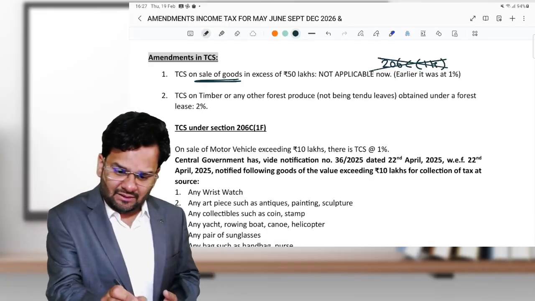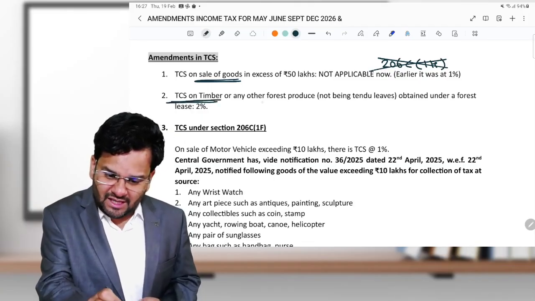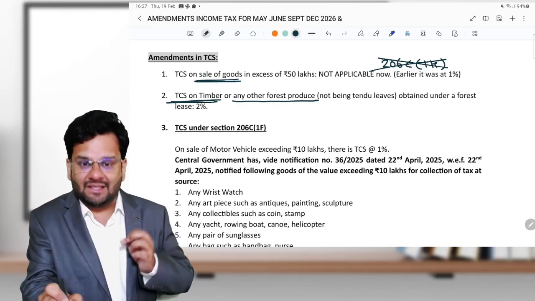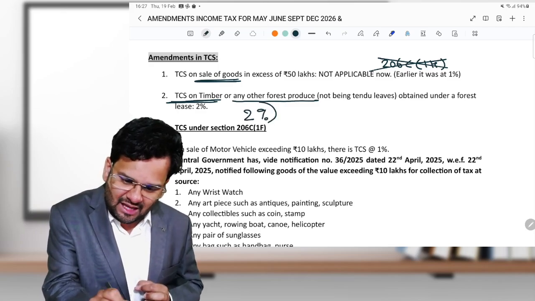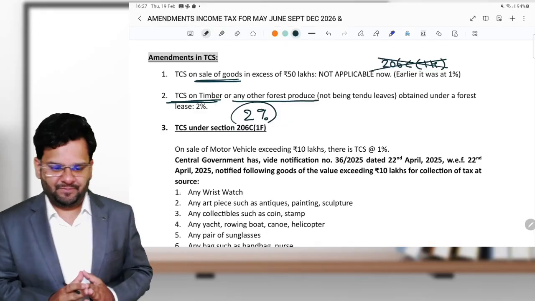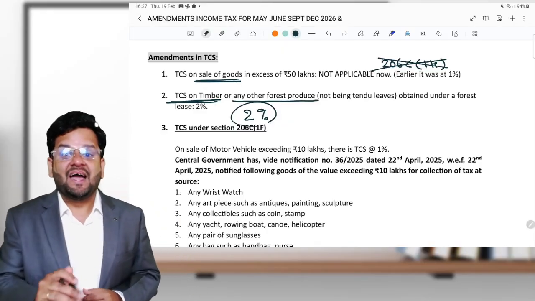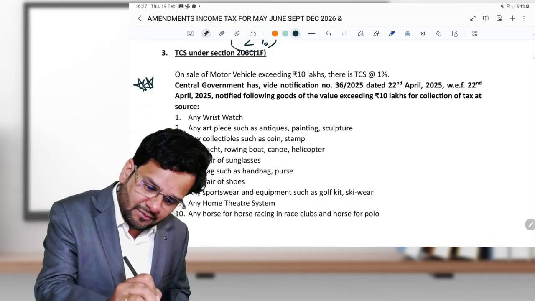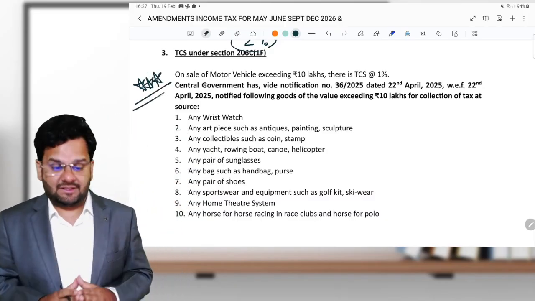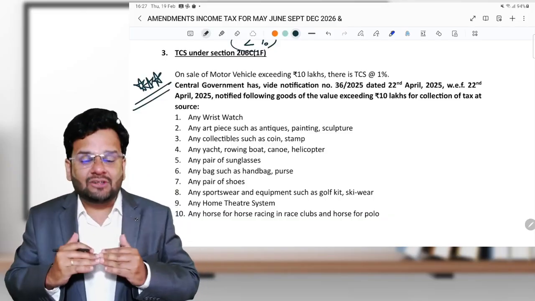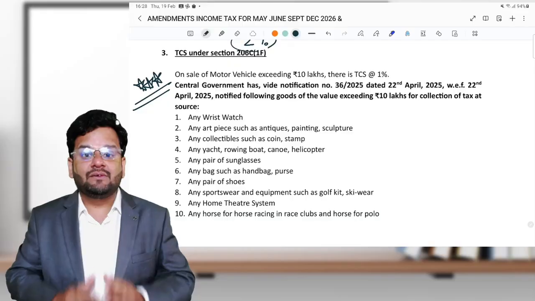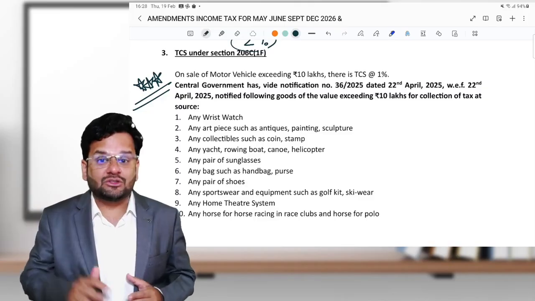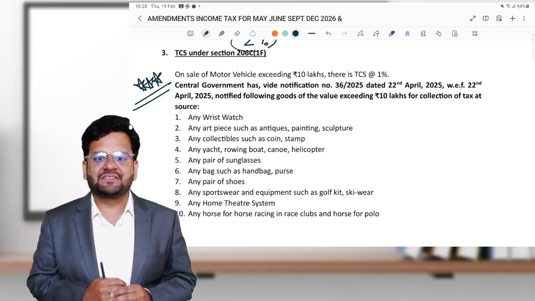Okay, then TCS on timber or any forest produce not being tendu leaves obtained under forest lease, that TCS now is at 2%. Not so important. But according to me, what will become important from this exam perspective is this particular point in TCS. When dealer of motor vehicles is selling motor vehicle in excess of 10 lakh rupees, he has to collect tax at source at 1%. We had discussed it.